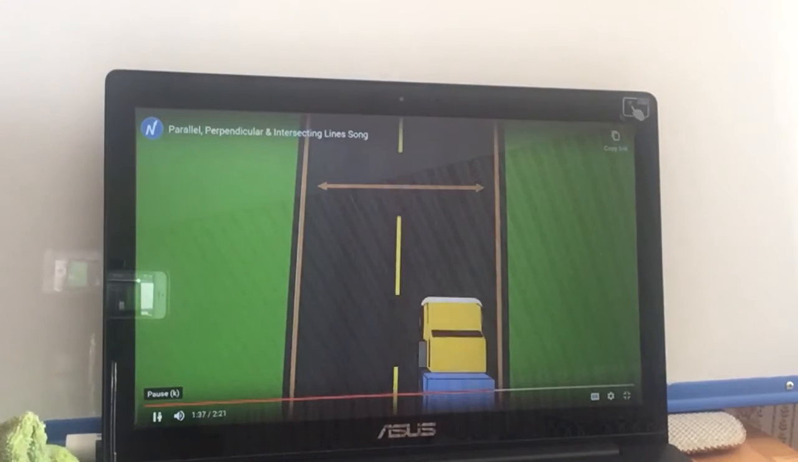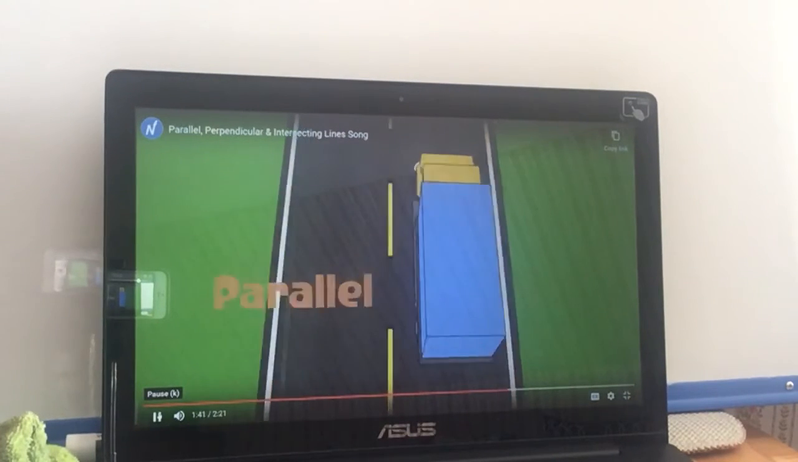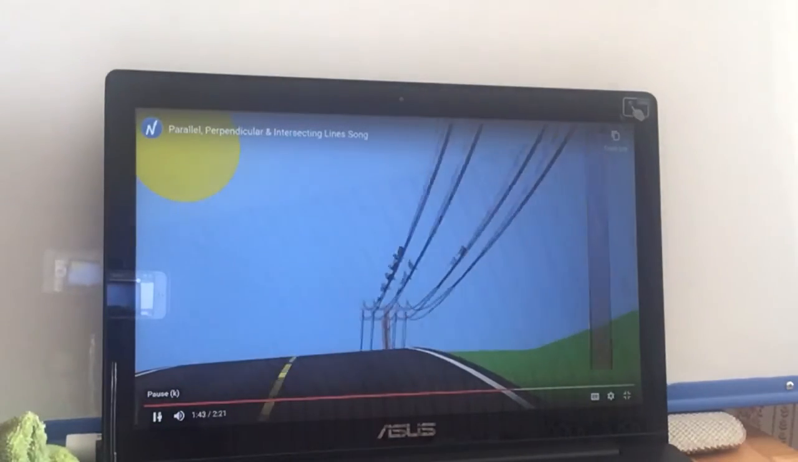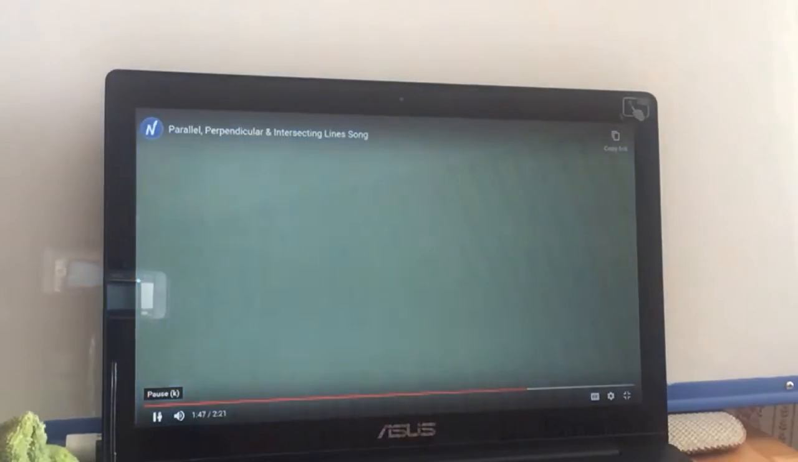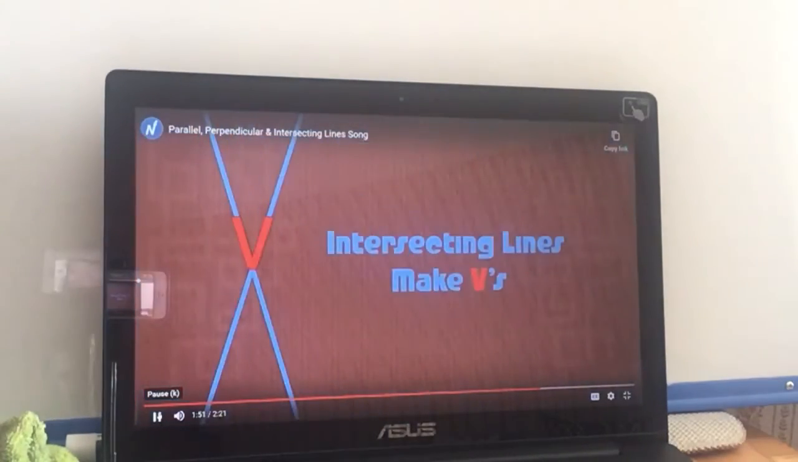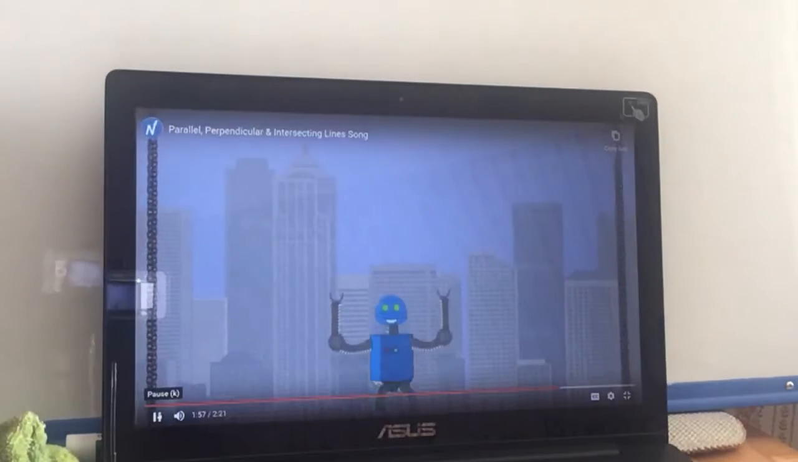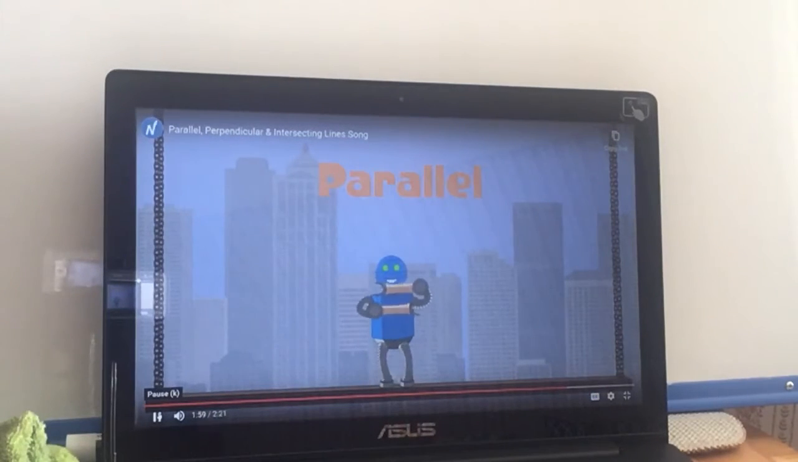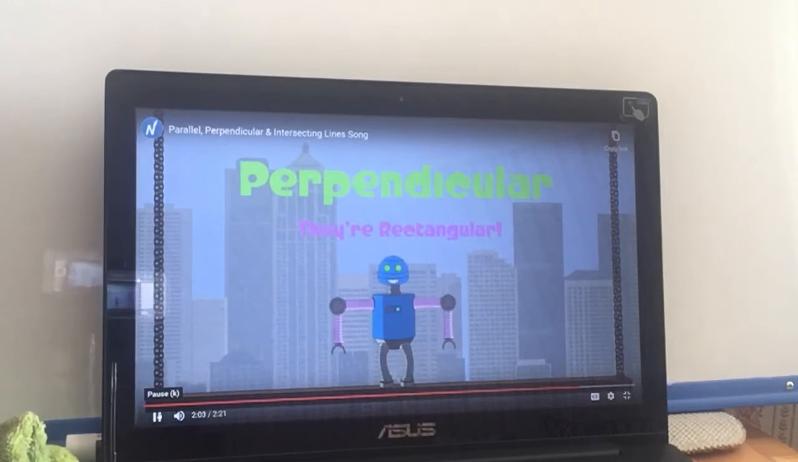Will never touch, then you can tell that those 2 lines are parallel, like these telephone wires up above the street. Parallel lines will never meet. Parallel lines never meet. Intersecting lines make these. Perpendicular lines meet at 90 degrees. Put your hands in the air with me. Parallel, intersecting, perpendicular, they're rectangular.